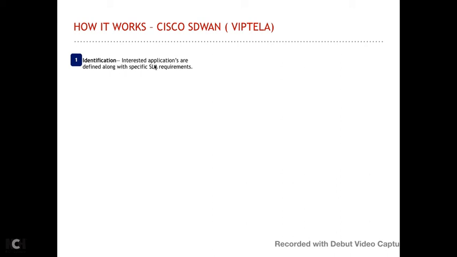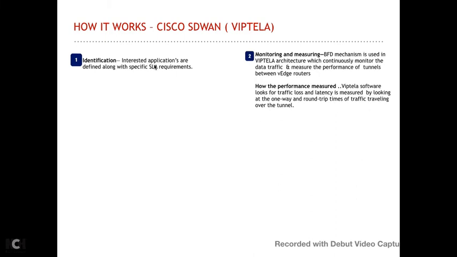The magic happens automatically between the boxes because of the automatic intelligence they share, called BFD. BFD polls the health of the transport medium, so that AAR, application aware routing, uses BFD's collected information to take certain action without even intervention. The second part is about monitoring and measuring. As I said, BFD is a mechanism which has been leveraged by Viptela, or Cisco SD-WAN in today's world, which monitors the data traffic and measures the performance of the tunnels.